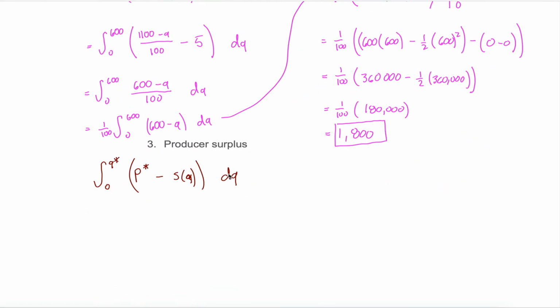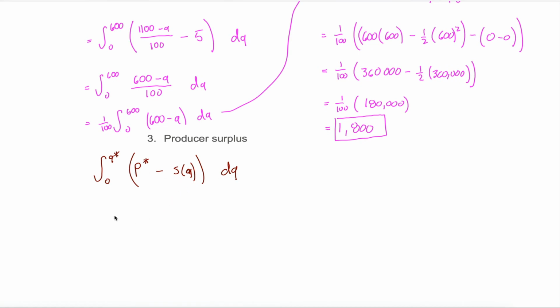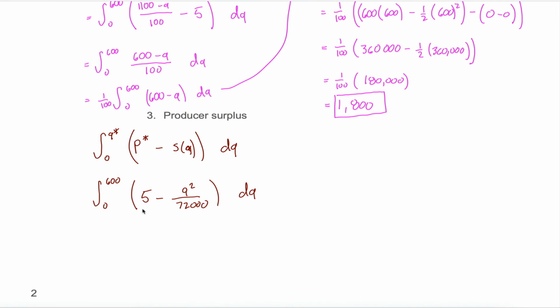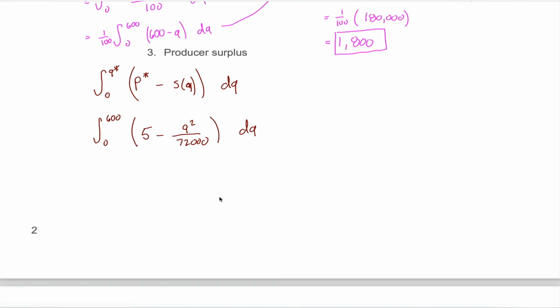Much like the consumer surplus, we can plug in values for all of these different symbols. Q star is equal to 600, so it's the definite integral from 0 to 600 of P star, which is equal to 5, minus our supply curve, the function given up here as Q squared over 72,000. Evaluate this definite integral and we're done. There's lots of different ways you can evaluate this definite integral.